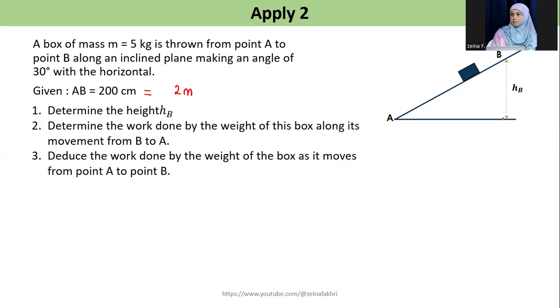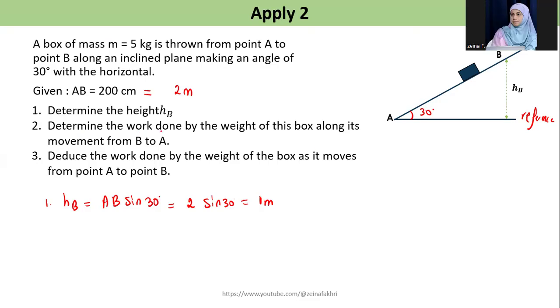We know that this is the reference, and the angle here is equal to 30 degrees. Height B is opposite to the angle 30 degrees, so we have to use sine. So height B equals AB sine 30, which is equal to 2 sine 30. This means it's equal to 1 meter. So this is the height of B.